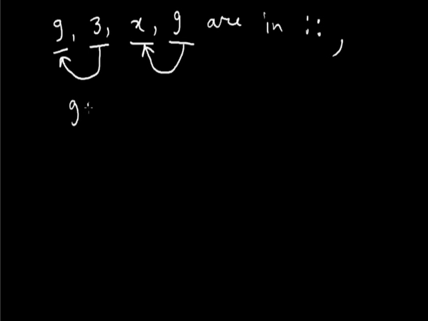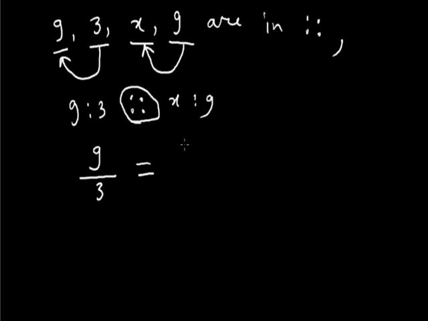That means 9 ratio 3 is proportional to x ratio 9, and the first ratio can be written as 9 divided by 3 in fractional form, replacing this sign of proportionality with the sign of equality. I can write the second ratio x ratio 9 as x divided by 9, and by using the cross multiplication method I can conclude that 9 multiplied by 9 divided by 3 is equal to x. This leads us to the result x equals 27.